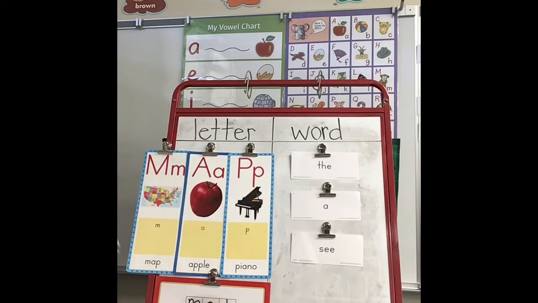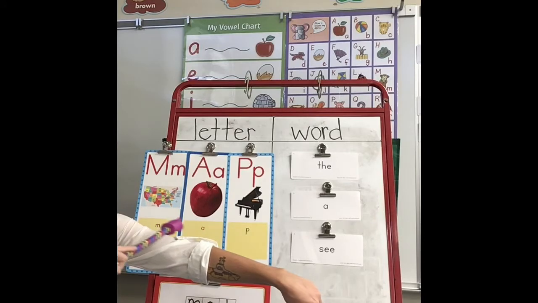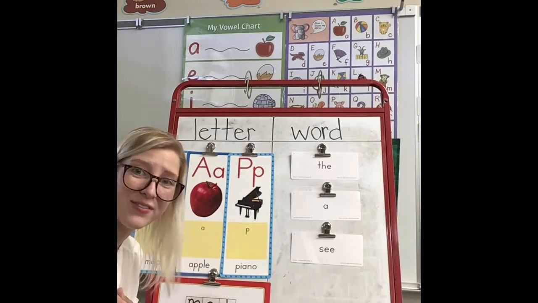This is the letter M. It says like map. This is the letter A. It says like apple. This is the letter T. It says T like turtle. Let's say the sounds. T. Now let's say them slowly so we can hear all of the sounds.